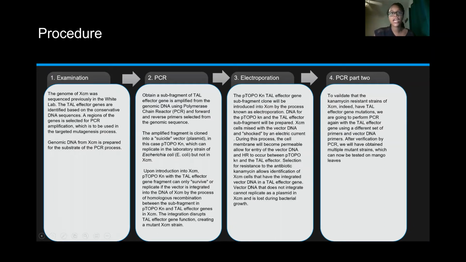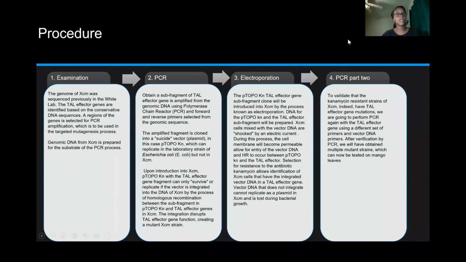Step 2, PCR. I'll be utilizing a polymerase chain reaction, PCR, to amplify a subfragment of a TAL effector gene found in my Xanthomonas citri strain. This will be done using forward and reverse primers. So the amplified fragment will now be cloned into a suicide vector known as pTOPO-kan. However, pTOPO-kan cannot replicate in a laboratory strain of Xanthomonas citri. The only way for the pTOPO-kan and TAL effector genes to survive, or in this case replicate, will be through homologous recombination between the subfragments in pTOPO-kan and the TAL effector genes in Xanthomonas citri. This will give us several mutant strains of Xanthomonas citri.